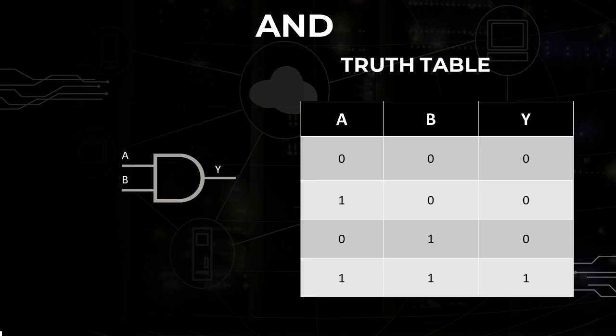When A is equal to 1 and B is equal to 0, the output is 0 because not all inputs are high. When A is equal to 0 and B is equal to 1, the output is 0 since not all inputs are high. When both inputs are 1, A is equal to 1 and B is equal to 1, the output is 1 as all inputs are high. In summary, the AND gate outputs 1 only when all inputs are 1 and 0 otherwise.